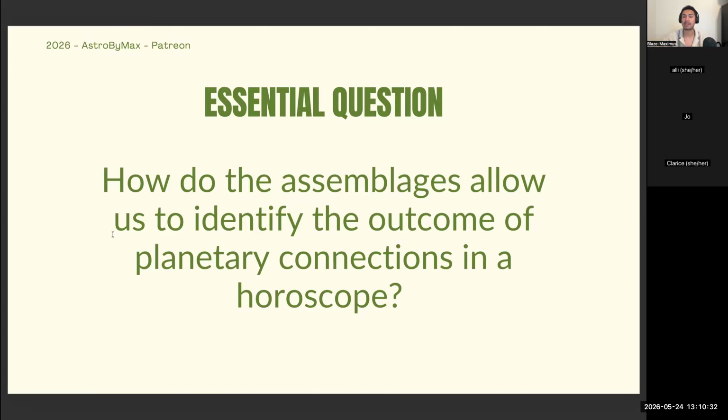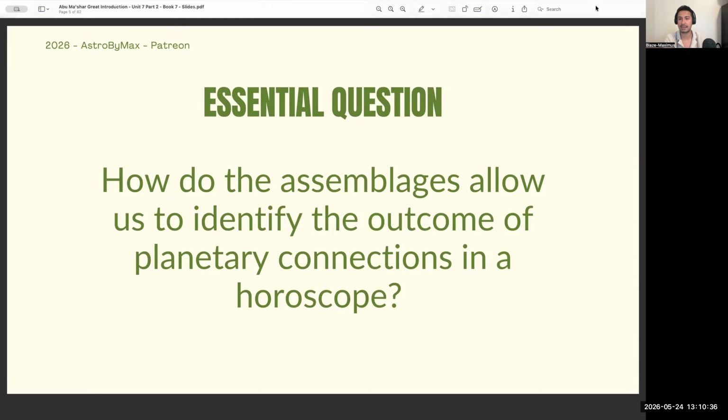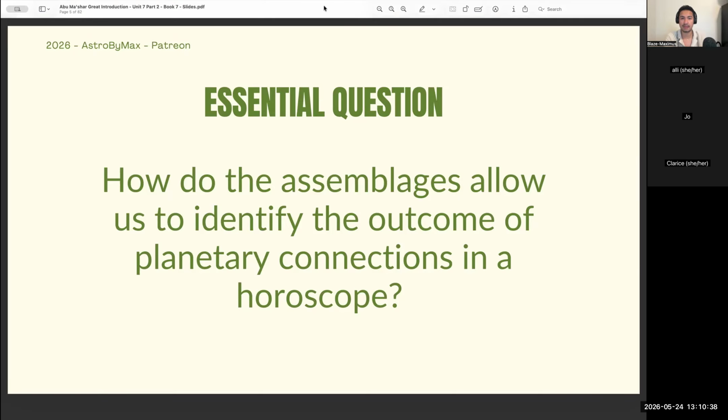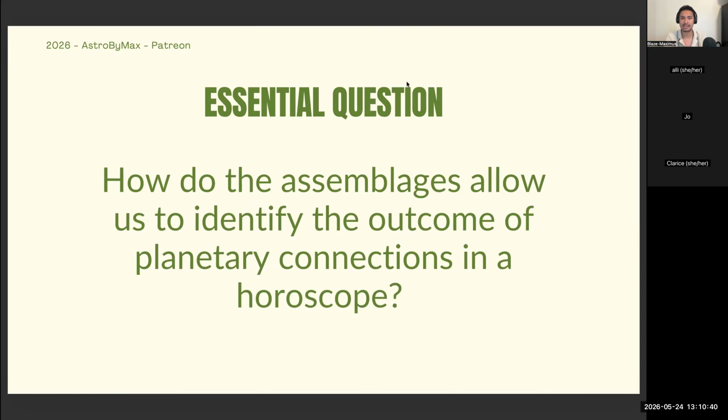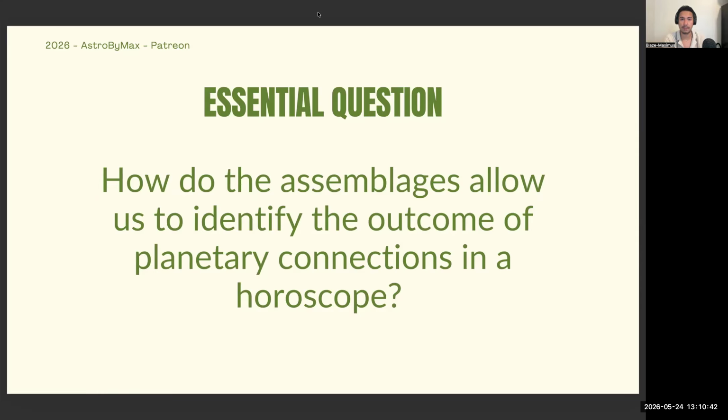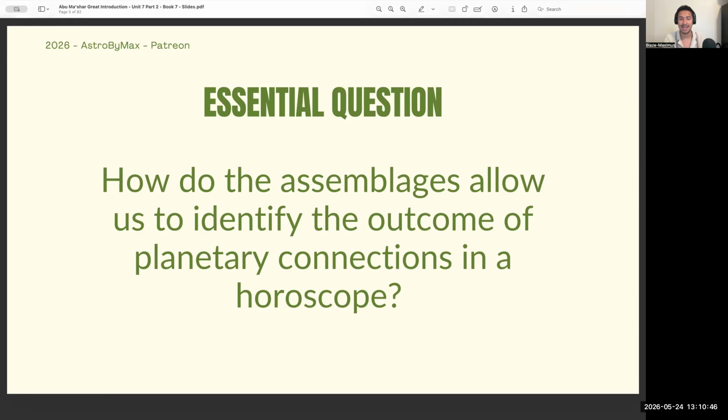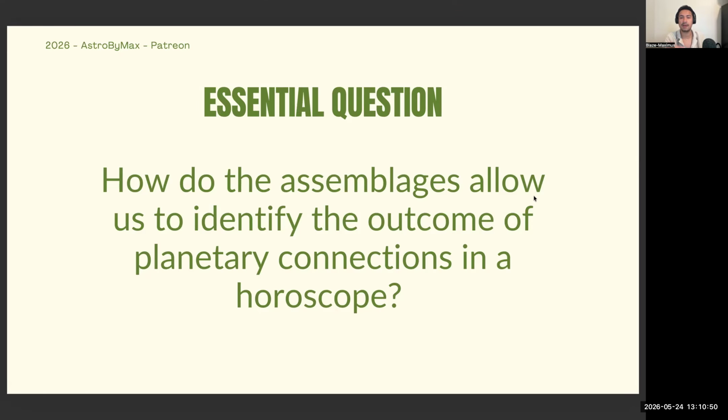I want us to really think about this, because typically what will come to mind in the modern context of astrology is aspect patterns. They're not exactly aspect patterns, but they're a bunch of different ways that the planets can connect with each other and the types of connections that are involved. They're not necessarily always through aspects, but through different assemblages here.